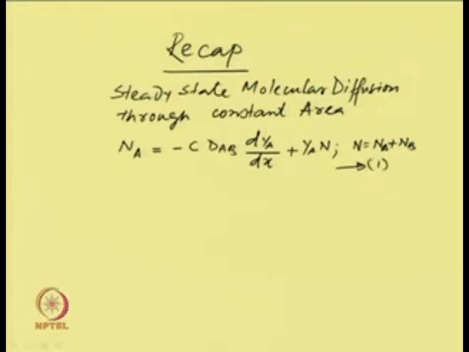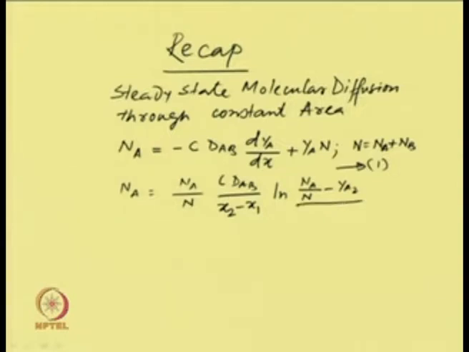So, this is equation number 1, and then we have seen the flux of A will be equal to Na by N C dAB between the two different points x 1 and x 2, divided by this distance, ln of Na by N minus Ya 2 divided by Na by N minus Ya 1. So, this is equation number 2.